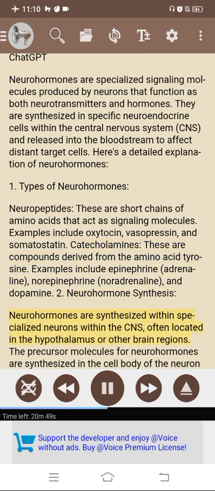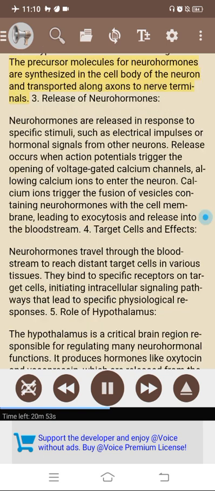2. Neurohormone synthesis. Neurohormones are synthesized within specialized neurons within the CNS, often located in the hypothalamus or other brain regions. The precursor molecules for neurohormones are synthesized in the cell body of the neuron and transported along axons to nerve terminals. 3. Release of neurohormones. Neurohormones are released in response to specific stimuli, such as electrical impulses or hormonal signals from other neurons. Release occurs when action potentials trigger the opening of voltage-gated calcium channels, allowing calcium ions to enter the neuron.